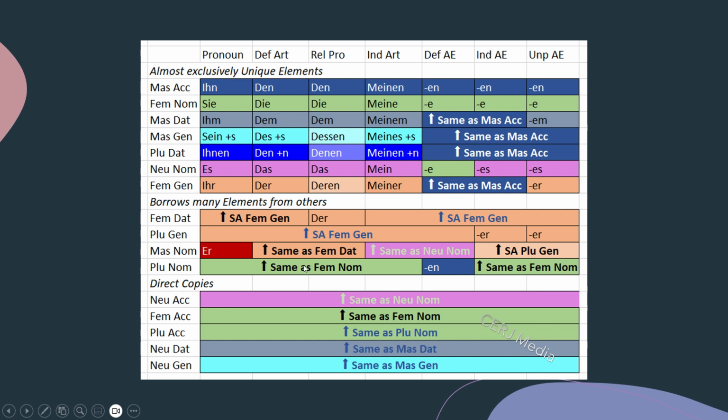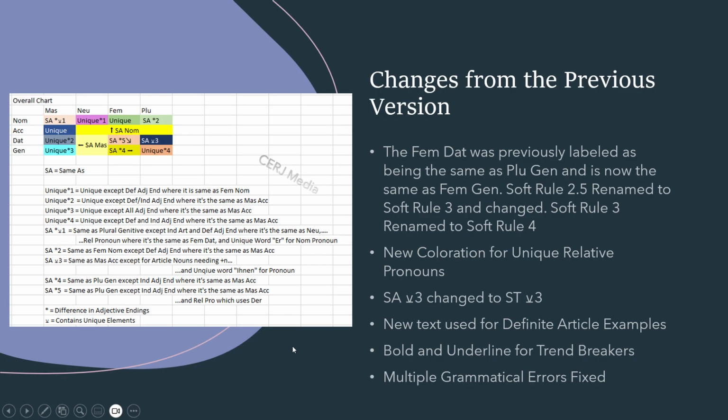And the plural nominative, most of it is the same as the feminine nominative, but we have this unique definite adjective ending, which is the same as the masculine accusative, which is en. And these are the direct copies. These are all exactly the same. So yeah, that's basically it for everything we've talked about so far.